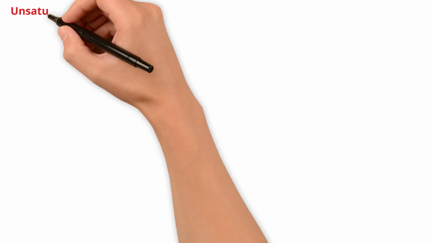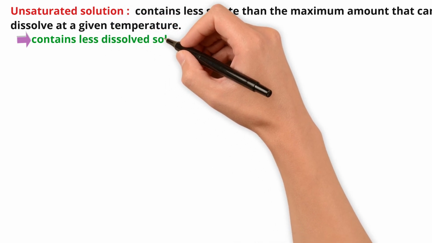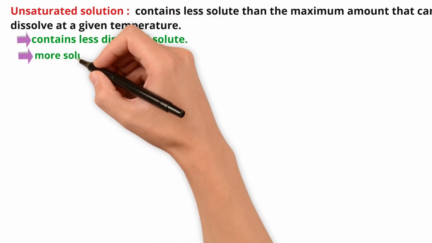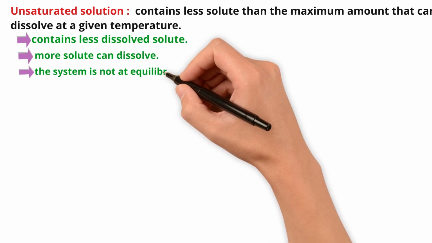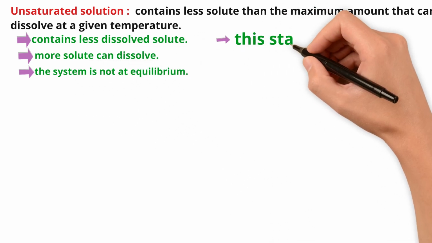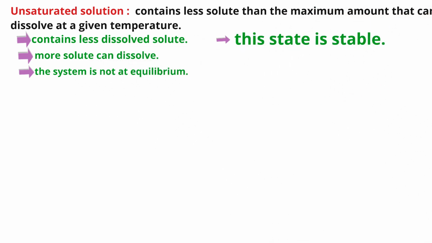Now let us define each type of solution. Unsaturated solution contains less solute than the maximum amount that can dissolve at a given temperature. Its properties: it contains less dissolved solute, it can dissolve more solute, the system is not at equilibrium, and this state is stable.